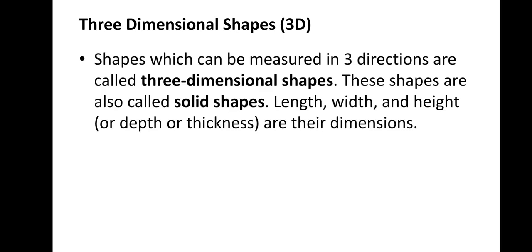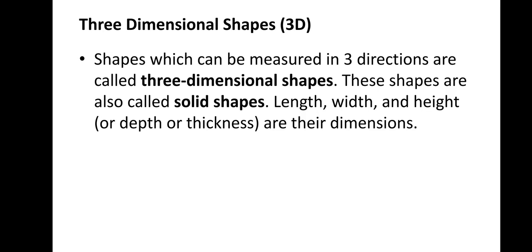So, first of all, understand what three-dimensional shapes are. 3D must have three dimensions. D stands for dimensions. Shapes which can be measured in three directions are called three-dimensional shapes. These shapes are called solid shapes. So what do we mean by solid shapes? Three-dimensional shapes are the solid shapes, and in this chapter, we need to visualize three-dimensional shapes, figures or objects. Length, width and height, or depth or thickness, are their dimensions. So how will we get three-dimensional shapes? By stacking the two-dimensional figures or shapes in a linear manner or in a circular manner.